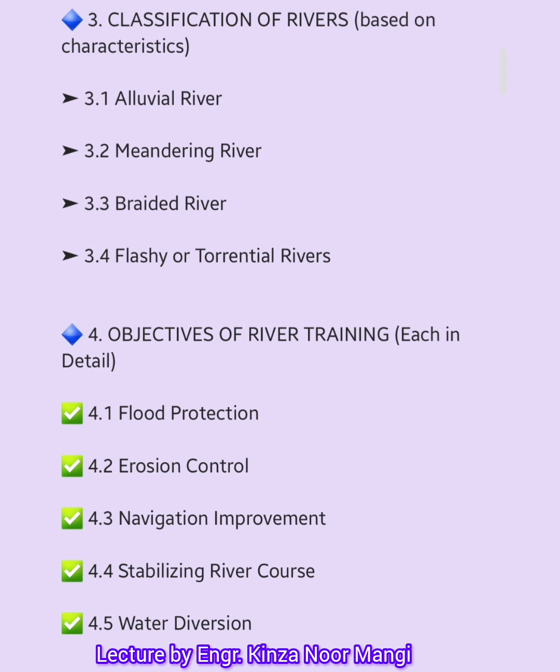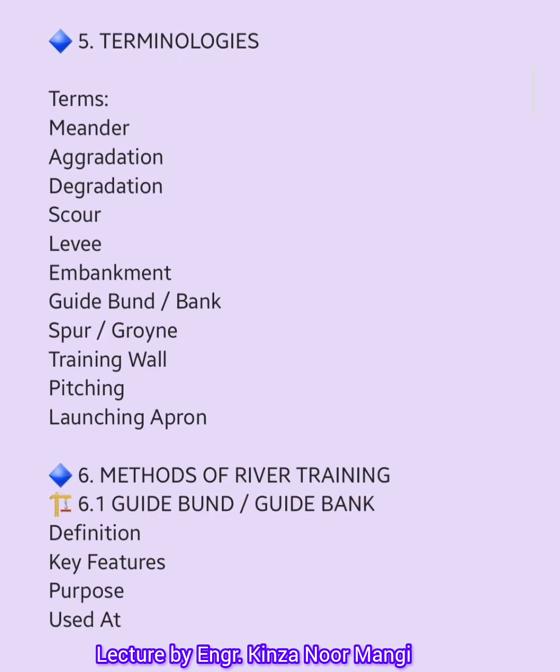The fifth objective of river training is water diversion. It guides water into canals or turbines, and it is done by using guide bunds, head regulators, and spurs. Now, there are some terminologies which will be used while explaining the different methods of river training, and the first term is the meander.